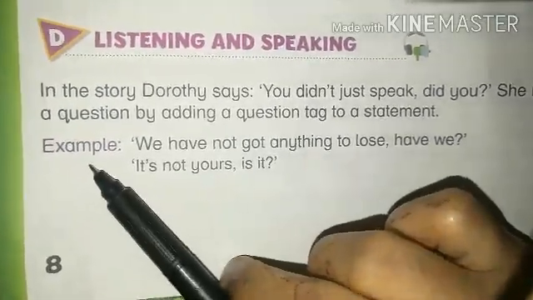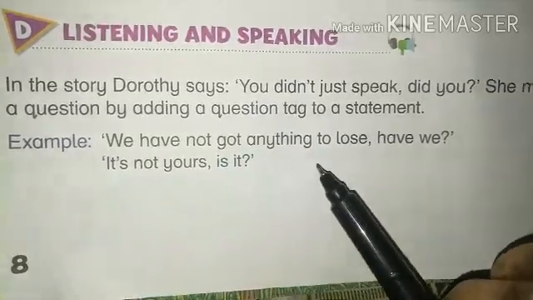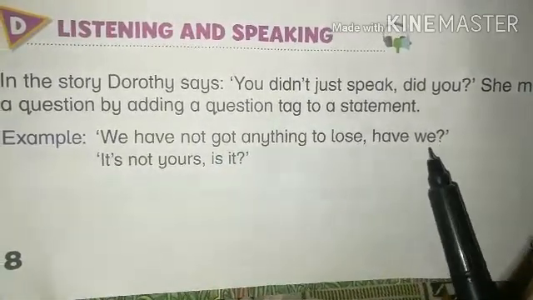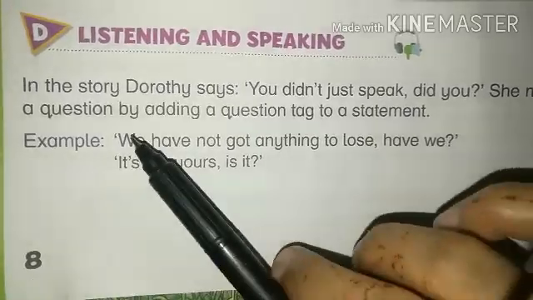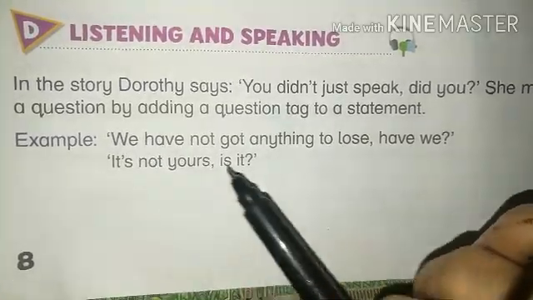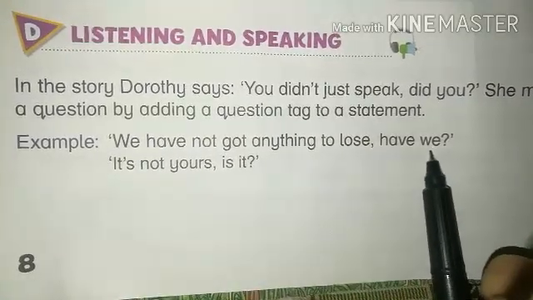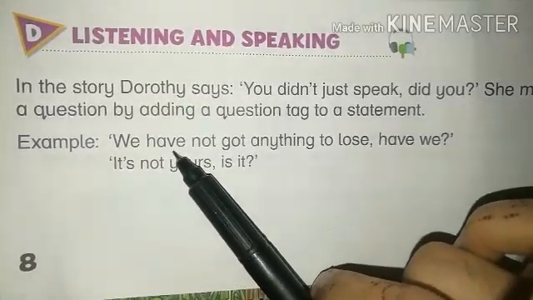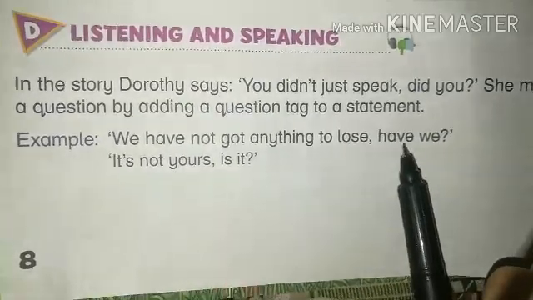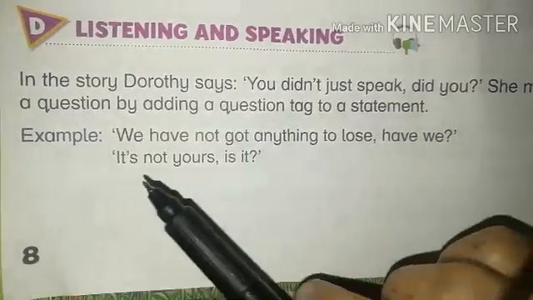Now here is given an example. "We have not got anything to lose, have we?" As you can see, the pronoun used there is "we". So we have used the same pronoun in the question tag, and here the verb is "have", so we have used "have" in the question tag also.